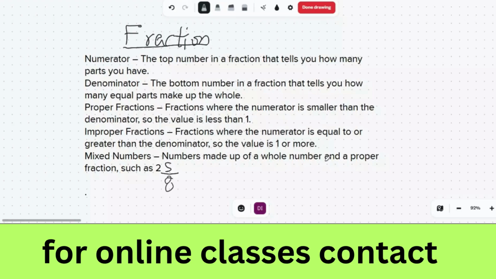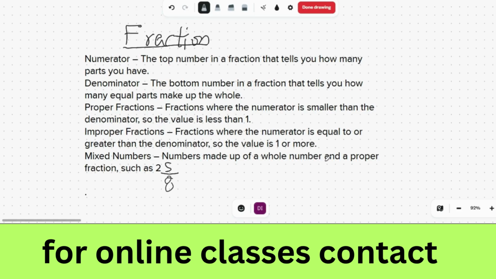Hello, today we are going to talk about fractions. To do fractions, we need to know about these things. First is the numerator, the top number in the fraction that tells you how many parts you have. Denominator, the bottom number in the fraction that tells you how many equal parts make up the whole.